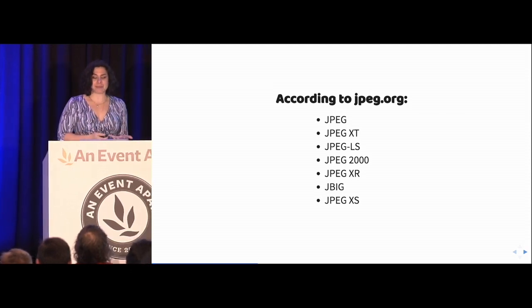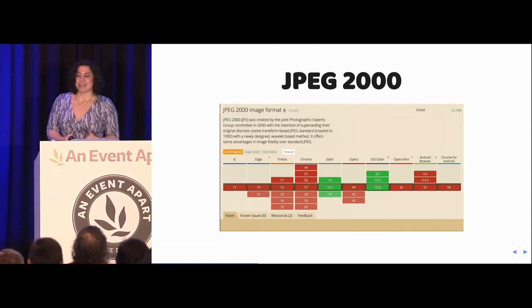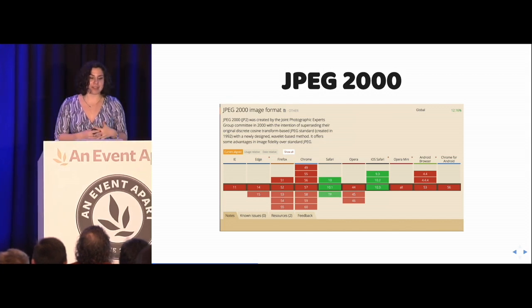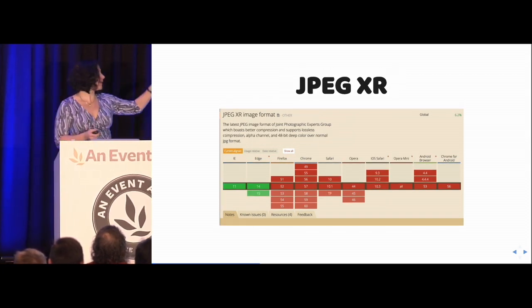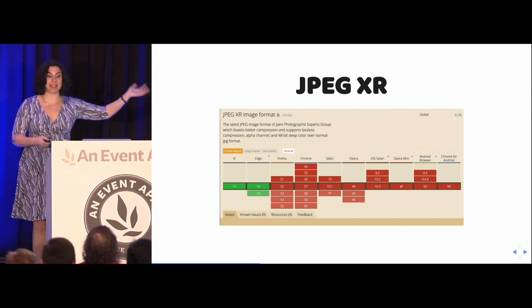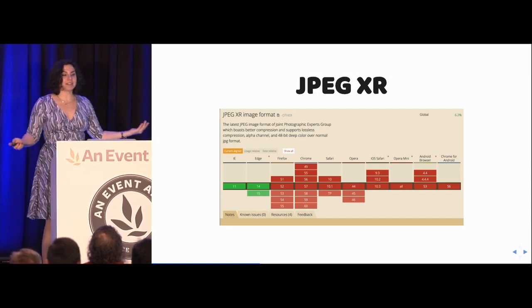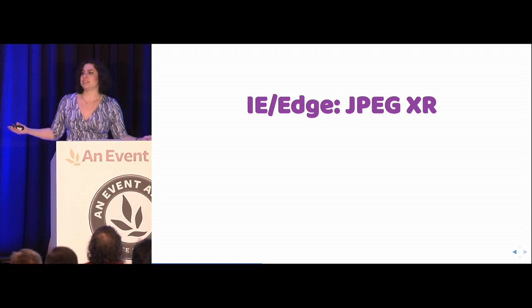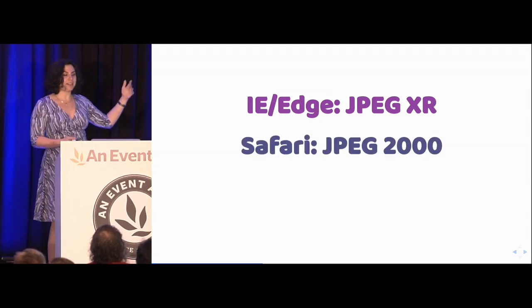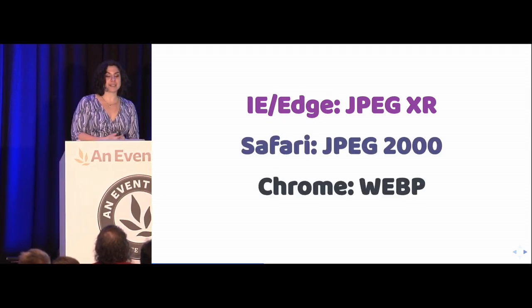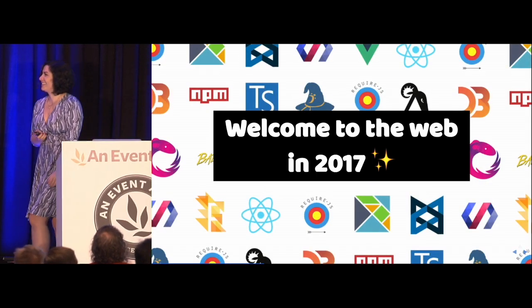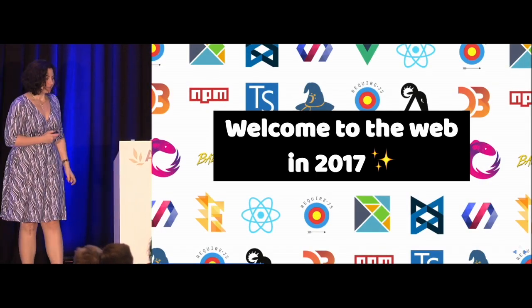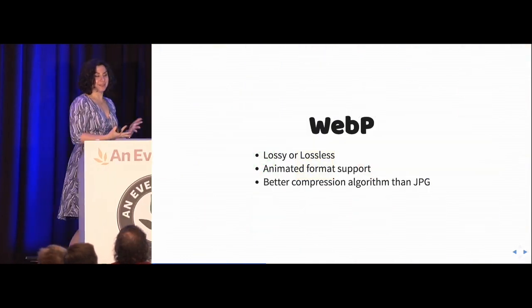And really the only big difference between these is support. Like the JPEG 2000 is supported by Safari mostly, and the XR is supported by Microsoft, so IE and Edge support this. So basically, if you're on IE and Edge, send a JPEG XR. If you're on Safari, send a JPEG 2000. If you're on Chrome, just send WebP. Welcome to the web in 2017. This is a mess. But WebP is really cool.